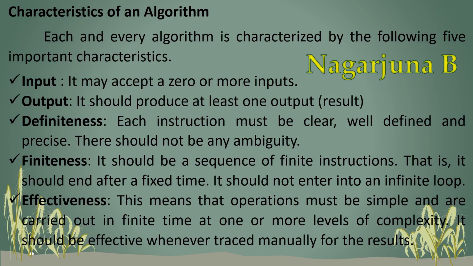That means if you manually give a value, the output you get for that value should match the output you get from the algorithm when it is traced manually. For example, you might have written an algorithm to find the sum of two numbers, and if you provide the values 6 and 5, that means 6 plus 5 is equal to 11. And if you give the values 5 and 10, it should give 15. That means the output we get manually and the output from the algorithm should be the same, and whatever algorithm you have written should be traceable manually.